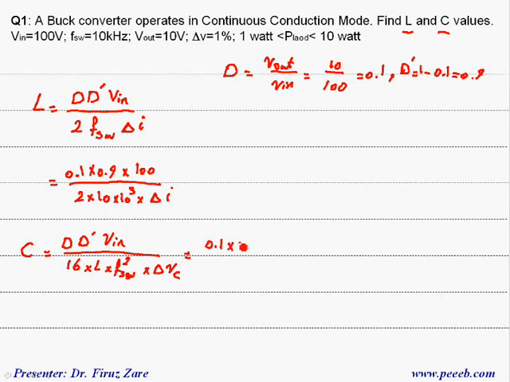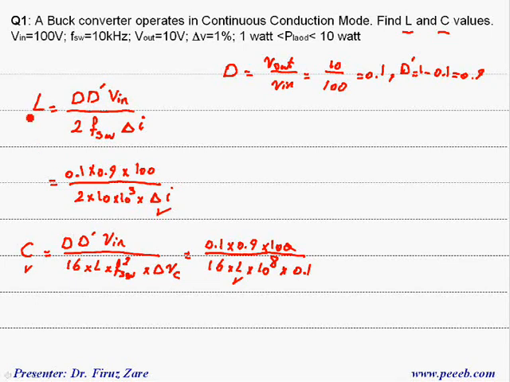So 0.1 times 0.9 times 100 divided by 16 times L times 10 to the power 4, because switching frequency is 10 kilohertz, times delta Vc, which is 1%, and in this case 1% of 10 volts is 0.1 volt. Then here we have to find the inductance value to be able to find the capacitance value, and here we need to find the delta I to be able to find the inductance value.